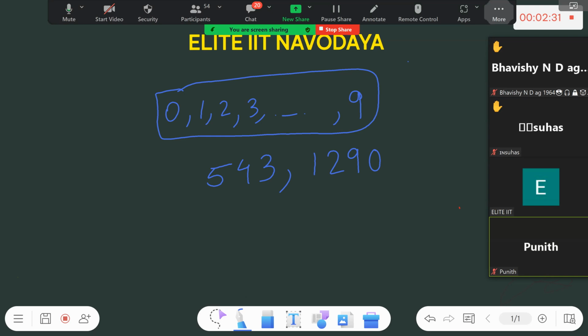Then the numbers have actually two systems. One is the Indian system of representation. Another is the international system. So we know what the Indian system is. I'll just give you a brief idea.